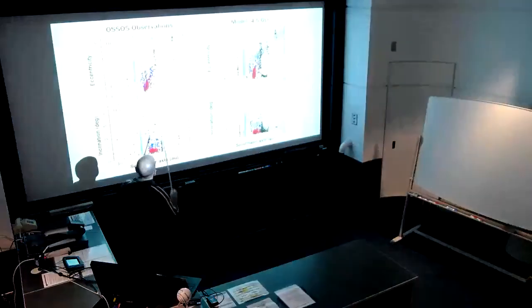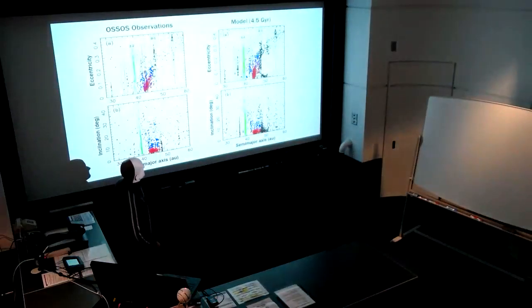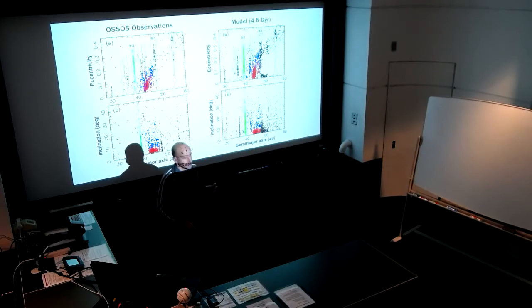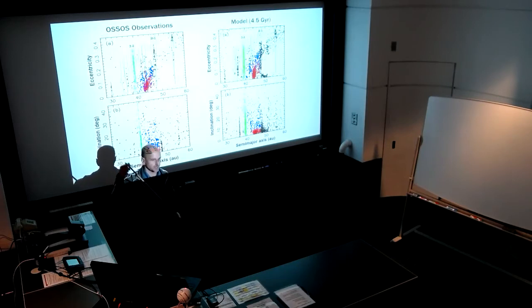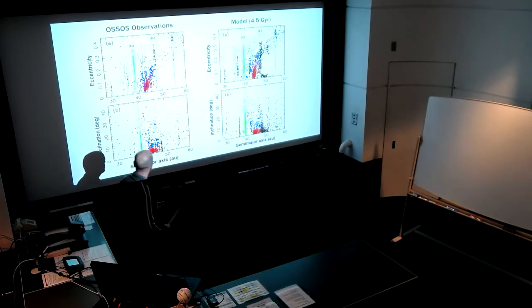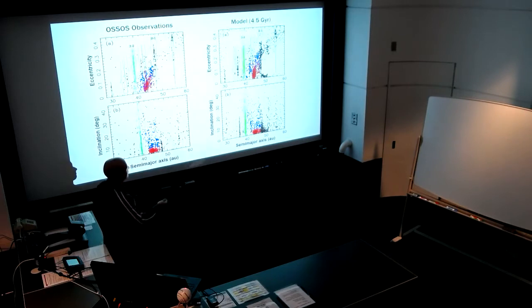Now, on the left side, you have the observations, and on the right side, you have the model, now at 4.5 billion years. This model is actually not exactly the end result of the simulation I was showing, because in this model, I assume that the profile of the disk was exponentially decaying. So I have co-classicals here as well, right? I'm trying to reproduce the whole Kuiper belt. Now, we can look at these and compare left to right.